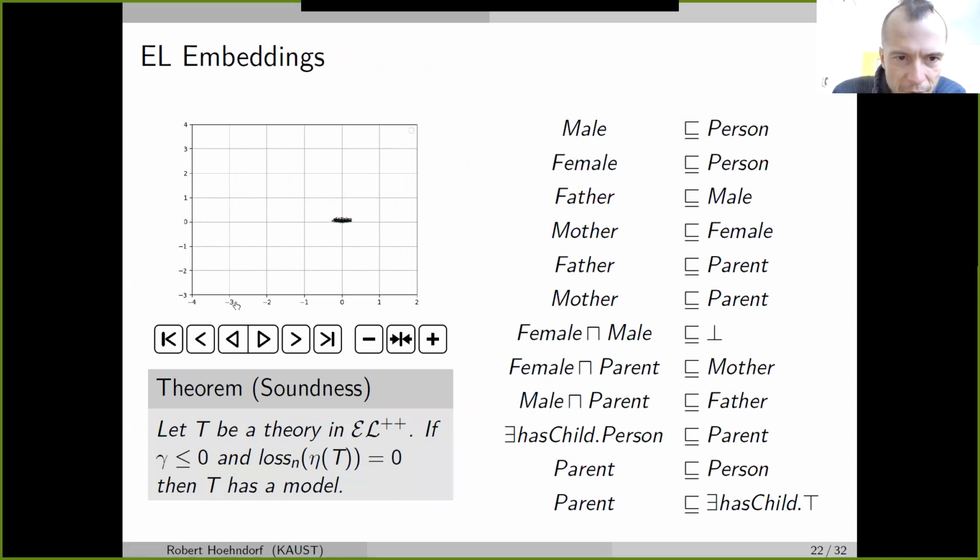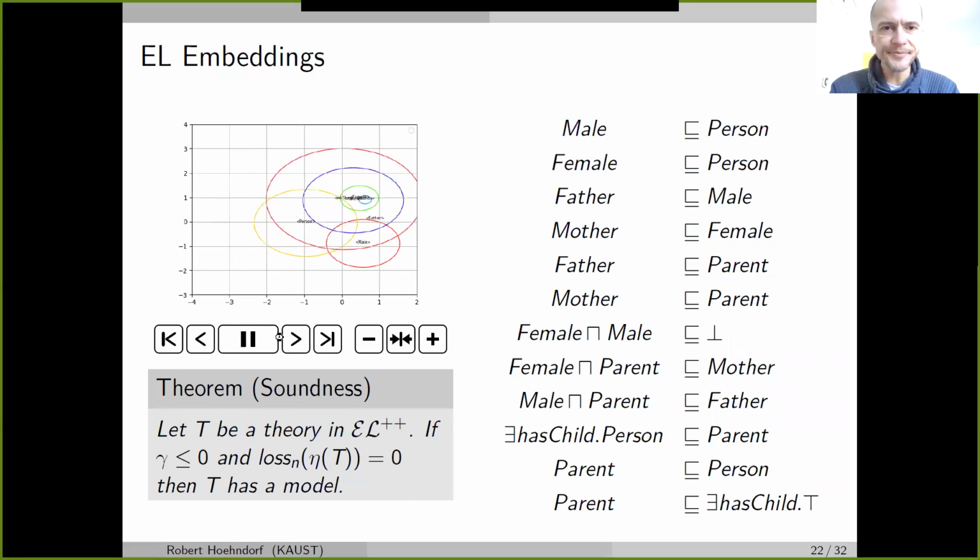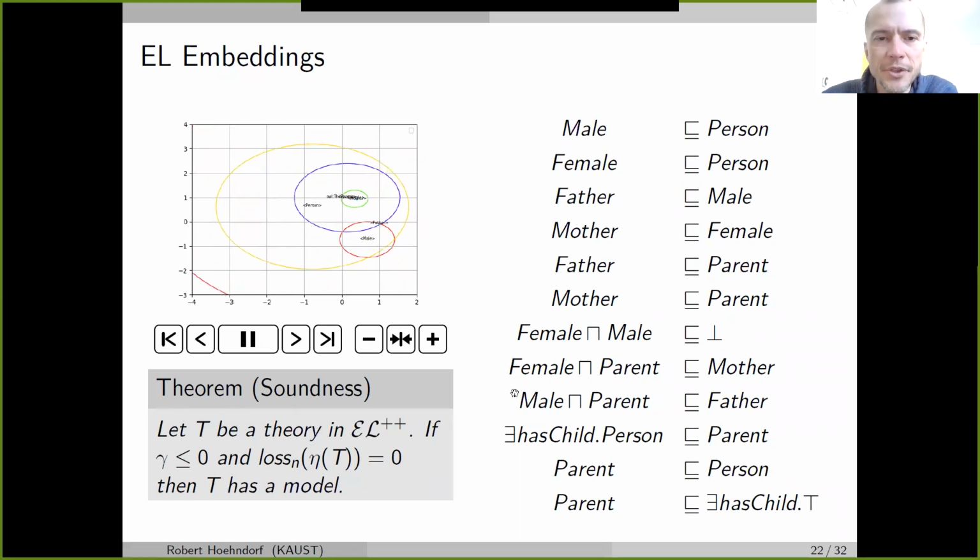So let's have a look at what is happening when we optimize. On the right-hand side, you can find a knowledge base, which is just a basic knowledge base about the family domain, some family relationships. And then on the top left, you can see how this optimization works. We visualize this every 5 epochs, and we output in 2-dimensional space how this works. So it all starts randomly initialized. The red circle represents the male concept, the yellow circle, the person concept.